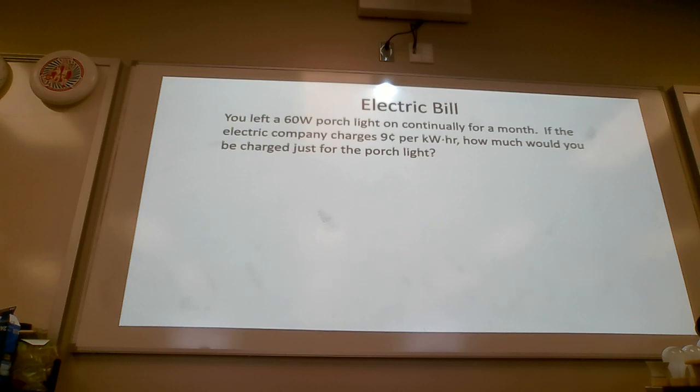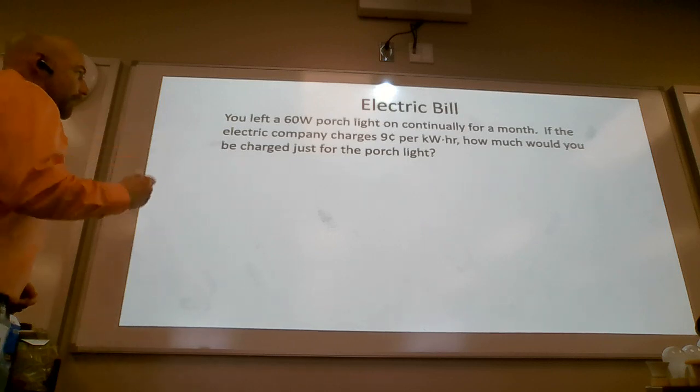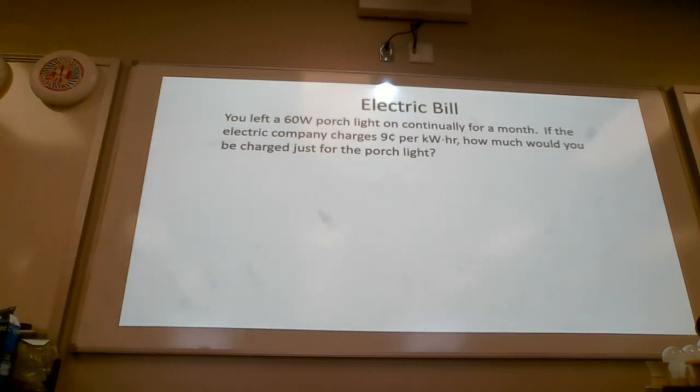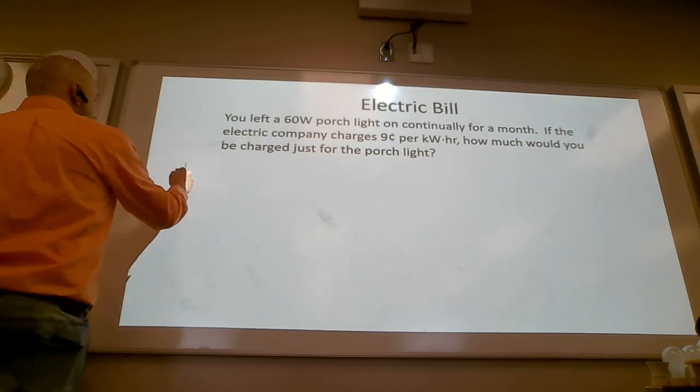It's just straight up calculating your electric bill. Okay, so here we go. Left a 60-watt porch light on continually for a month. If the electric company charges 9 cents per kilowatt hour, how much would you be charged for that porch light in a month? Okay. So we're going to be using this equation.